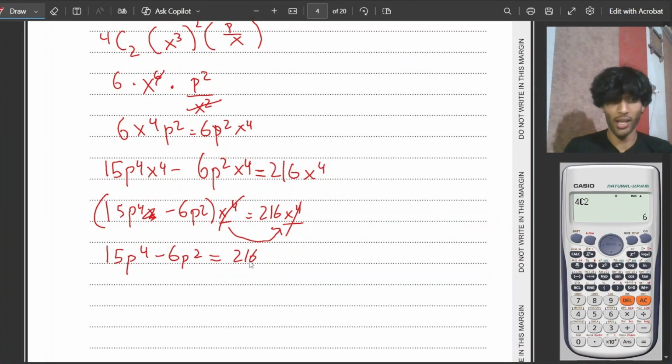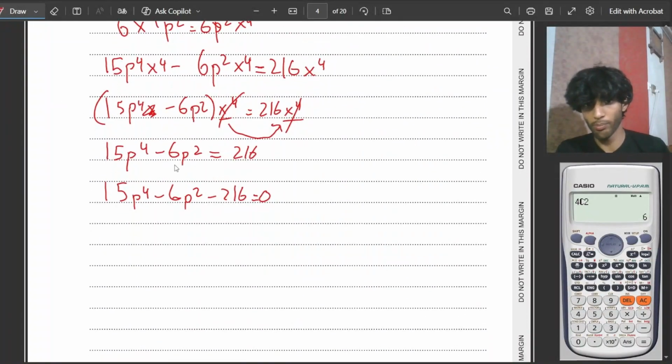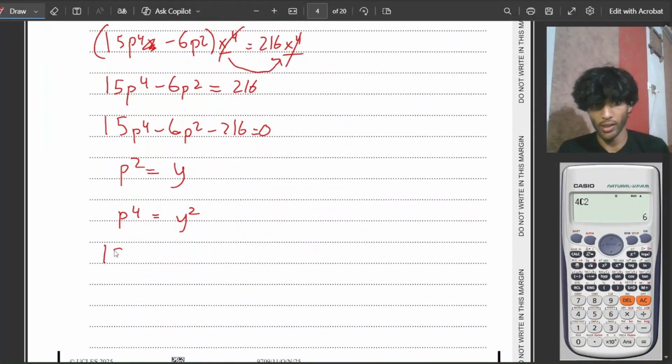This in fact is a disguised quadratic equation. It may not look like that right now, but let me bring that 216 to the left-hand side. So this is going to be 15 p to the power 4 minus 6p squared minus 216 equals 0. What I can do is, instead of writing p to the power 2, I can write some other variable t, or y perhaps, because y and x are more familiar. And then p to the power 4 is just going to be y squared. So I can write 15, instead of p to the power 4, y squared, and instead of p squared, y.